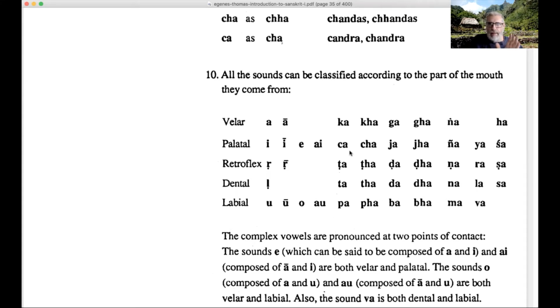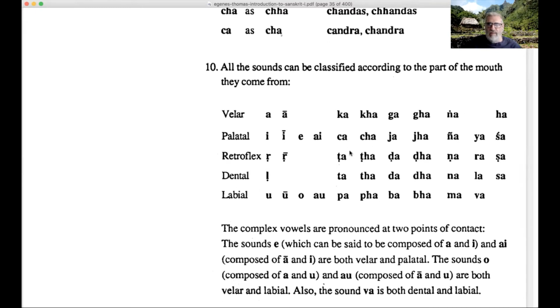Okay, so now we've covered that. And if you don't understand the difference between ISO 15919 and IAST, don't worry, we're going to be using only IAST for Sanskrit. But if you want to know the difference, we can talk later. It's not part of the Sanskrit lesson.